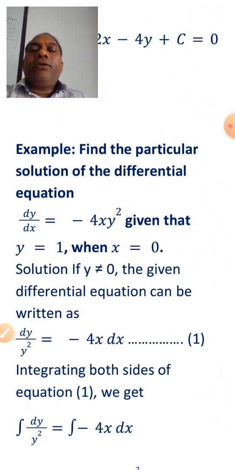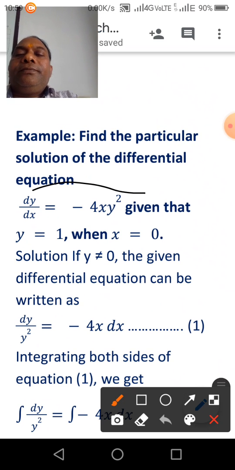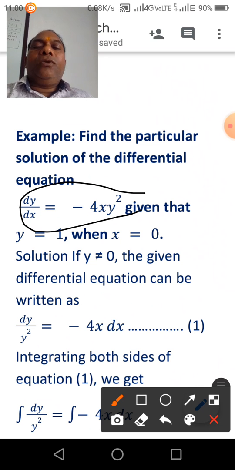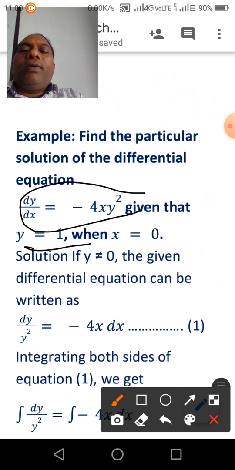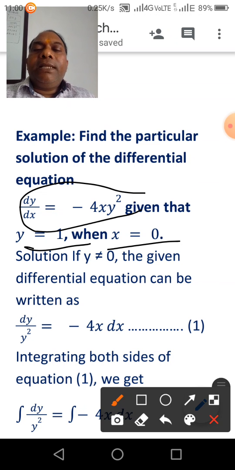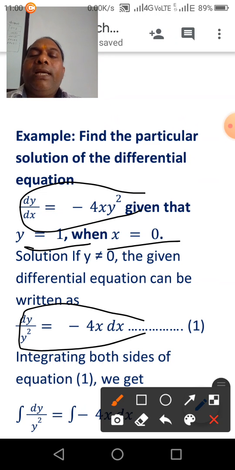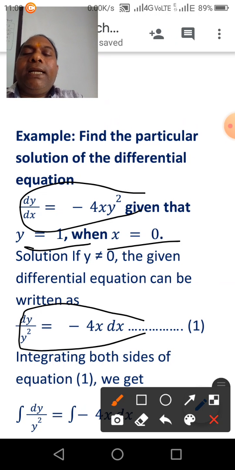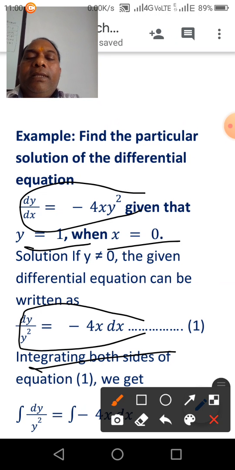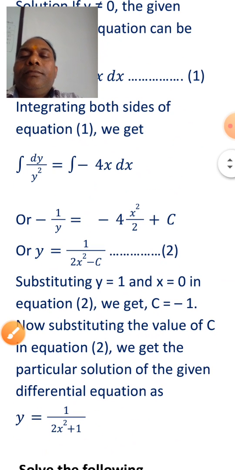Find the particular solution of the differential equation dy by dx is equal to minus 4x y square, given that y is equal to 1 when x is equal to 0. So in this question we have to separate the variables, meaning the function of x with dx and the function of y with dy. So separating, we have dy by y square is equal to minus 4x dx. Now integrating on both sides, then you have y is equal to this.